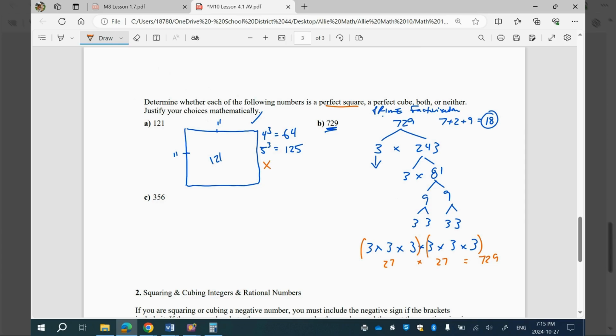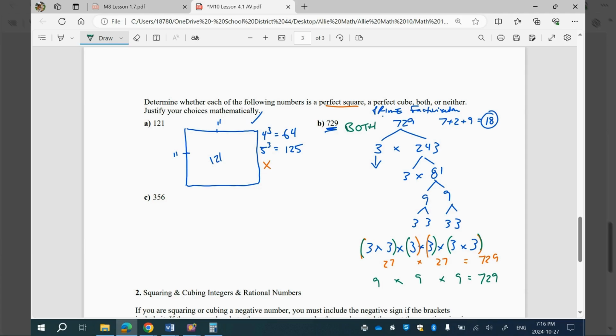And then we can also figure out if it's a perfect cube if we can split this into three groups of equal factors. And it looks like we can. If we have 3 times 3, and then another 3 times 3, and then another 3 times 3. So we could have this as 9 times 9 times 9, or 9 cubed, and we would get 729. So this is both. We can say both.